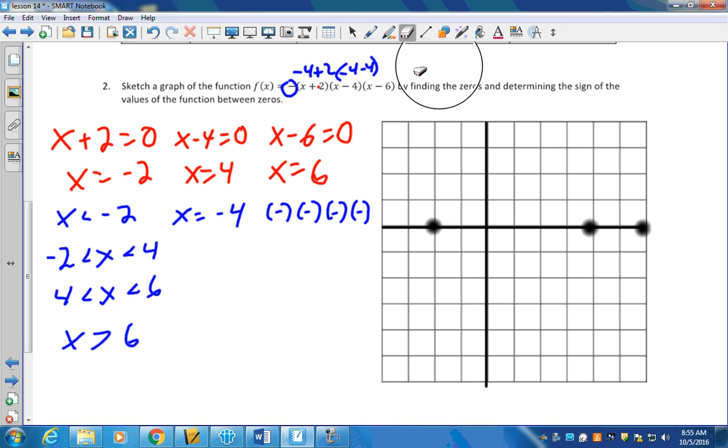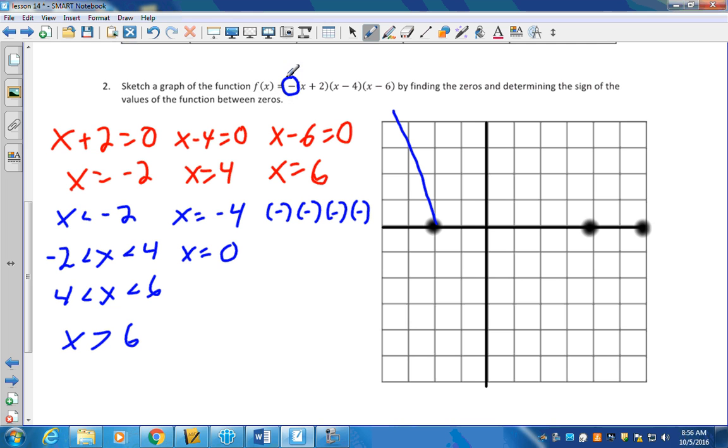So you would have a negative times a negative times a negative times a negative, which would be positive, because there's 4 of them. So this graph is positive over here. Now we pick a number between -2 and 4. I'm going to pick it for you because I like 0 so much. 0 falls into that range, so I'm going to use 0.